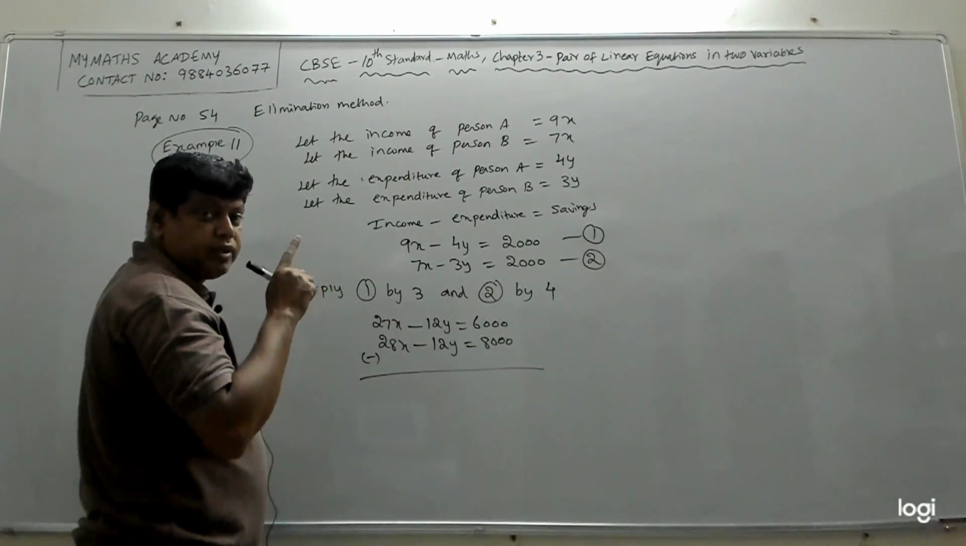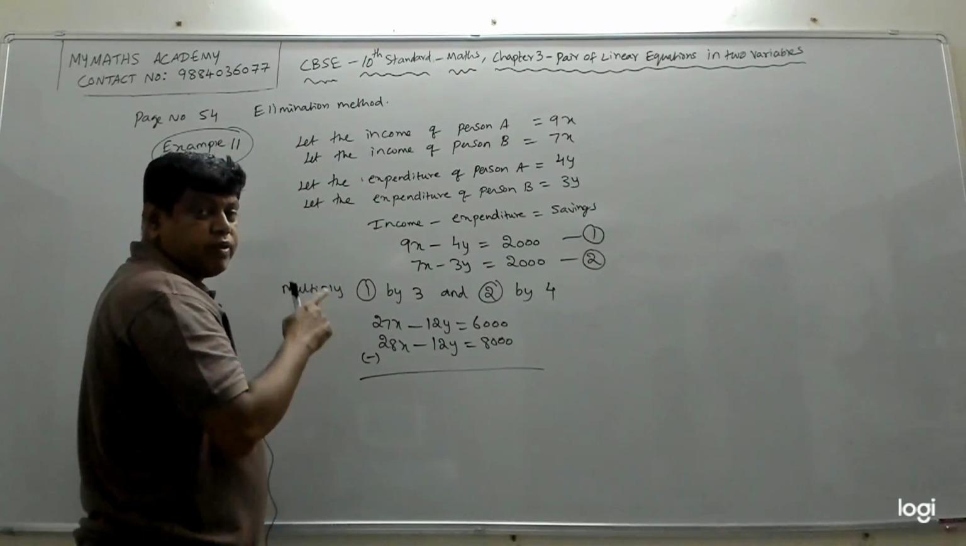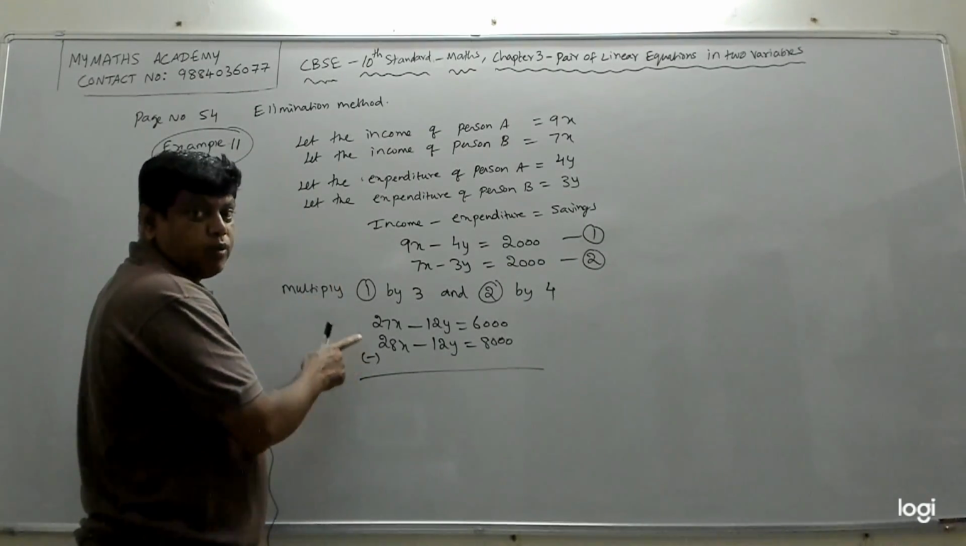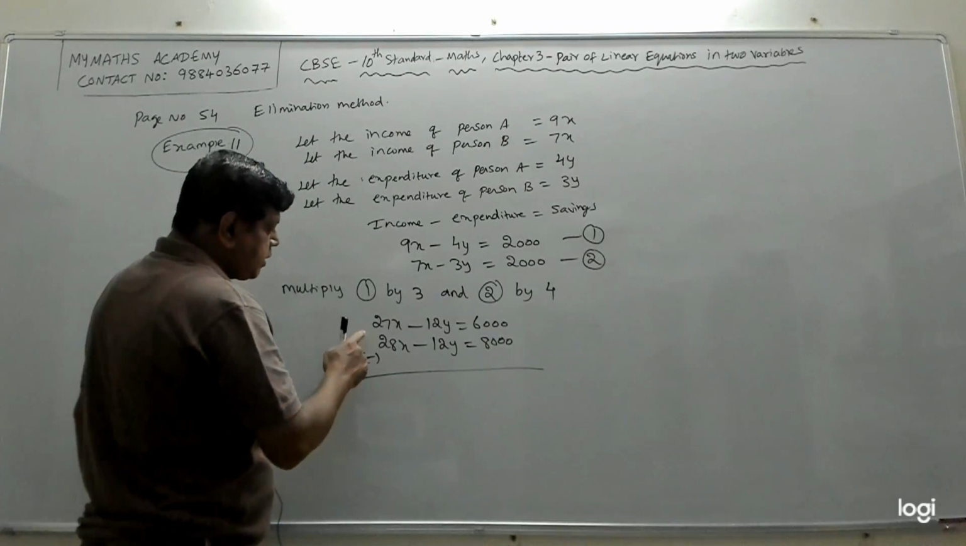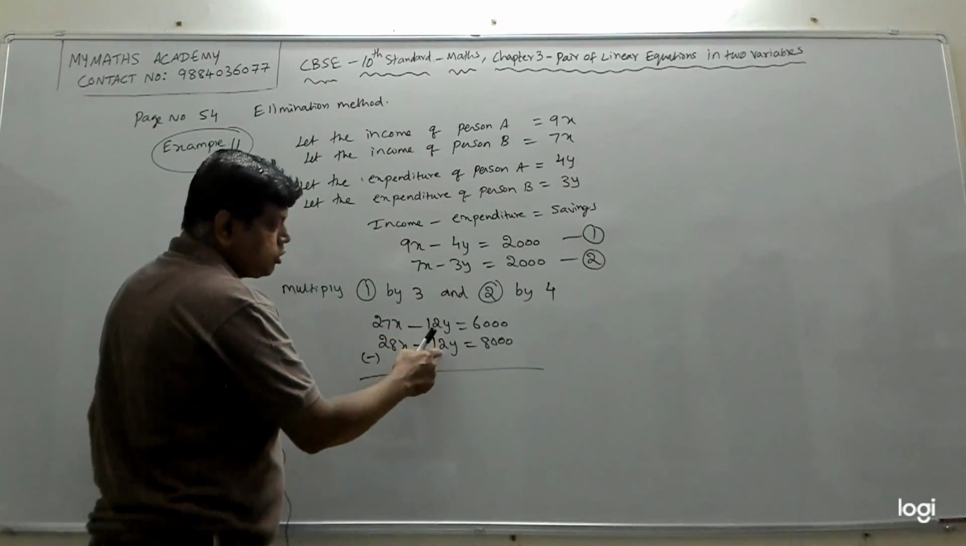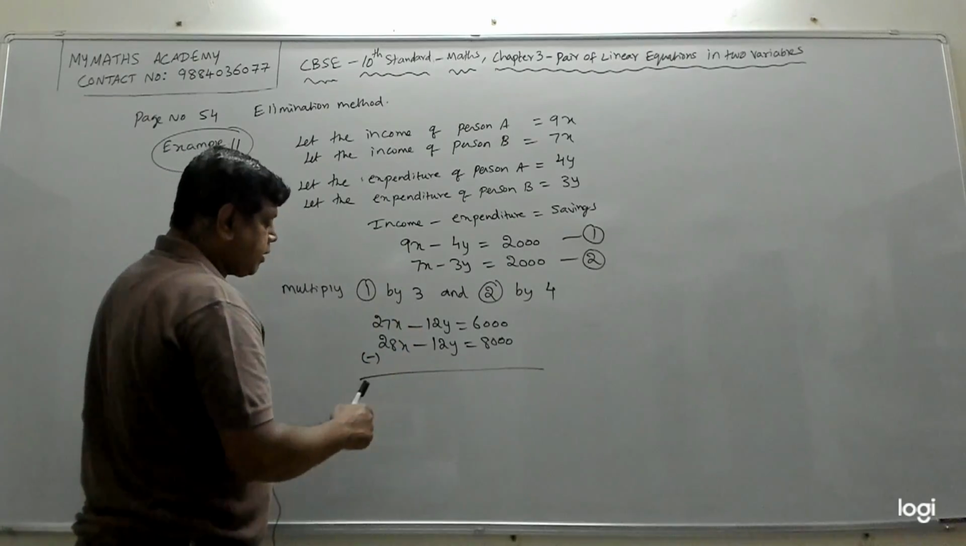If the sign is different, we will add. When we are adding, we don't have to change the sign. Only when we are subtracting, we will change the sign. So we are subtracting here because both are same. Both these two are same. And both are same, we have to subtract. So the sign will change.